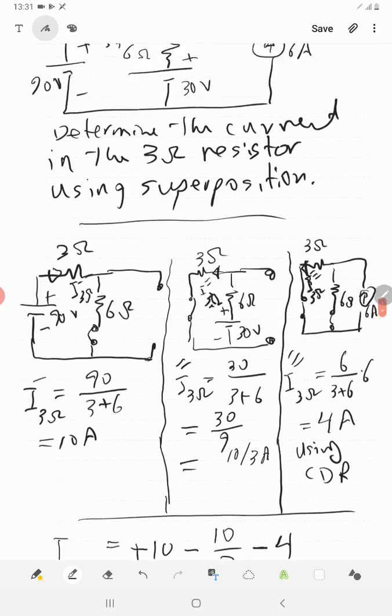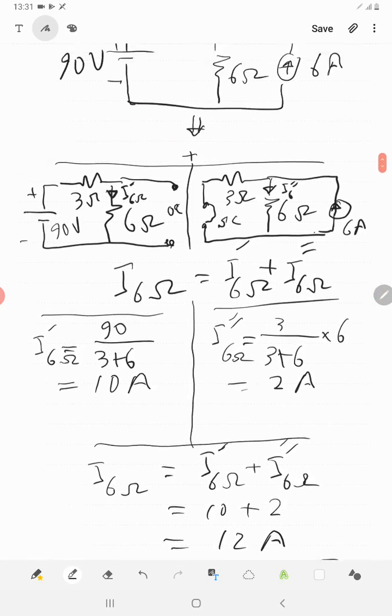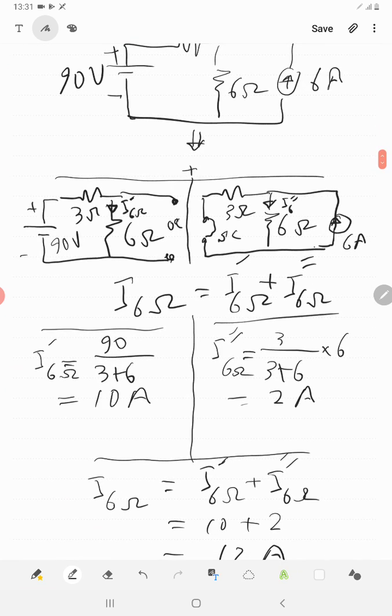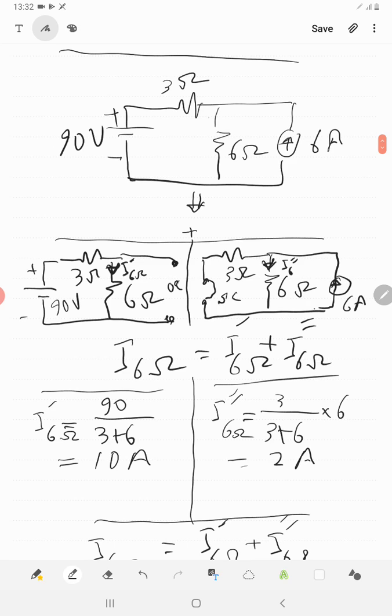Let's go back to the original, to example number 1. As you see, why we add them here: because both I6 prime and I6 double prime are in the same direction, and it is in the same direction as the original circuit current, so both are plus. This direction, I6 ohms, is positive, so I6 ohm prime in the same direction should be positive, I6 double prime in the same direction should be positive, so we are correct to add them.